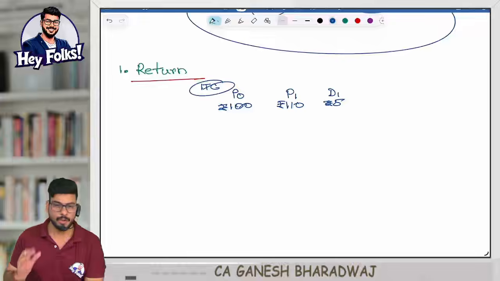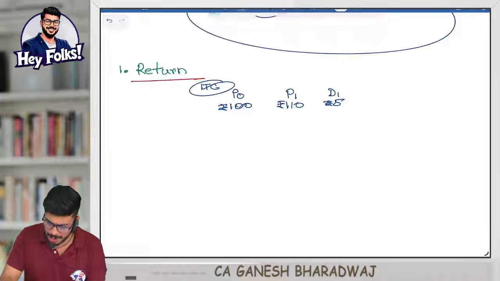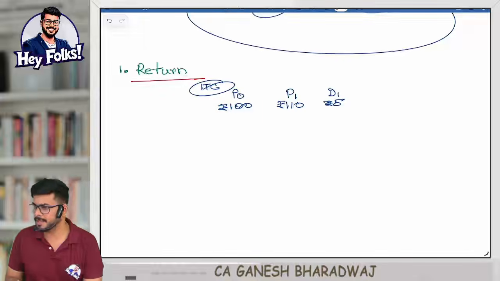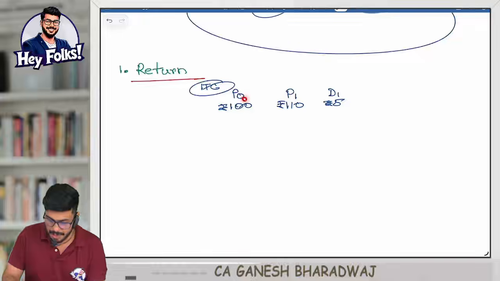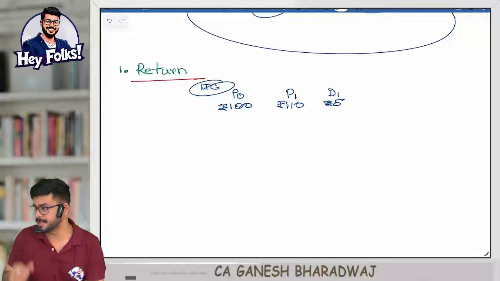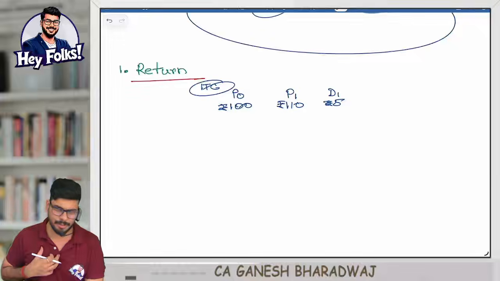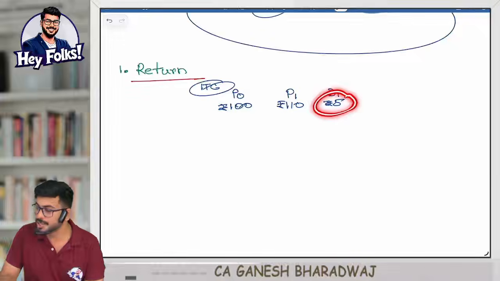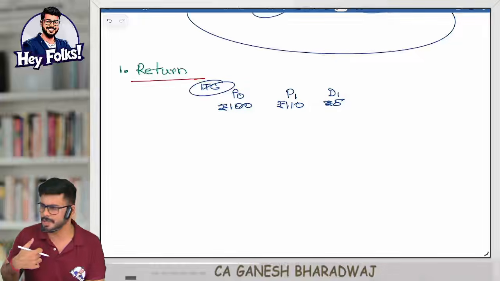Now, you tell me, you invested how much? 100, correct? Now, after 1 year, this 100 became how much? 110. How much have you earned extra? 10 rupees. Now, is that the only earning for you? No. Over and above this, during this 1 year, you earned what? This 5 rupees of dividend as well. That also is a part of your return.